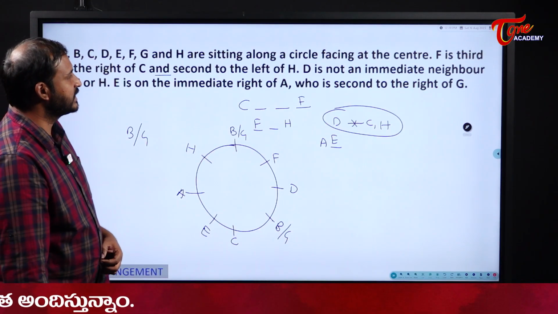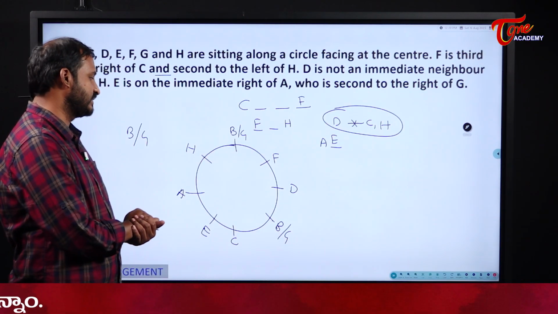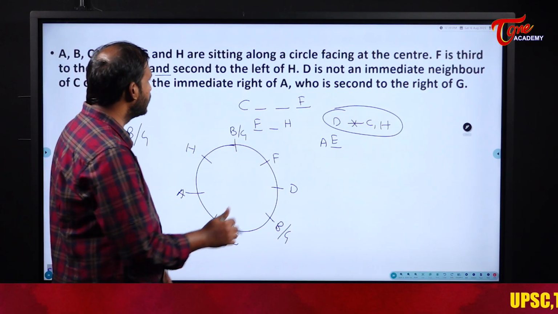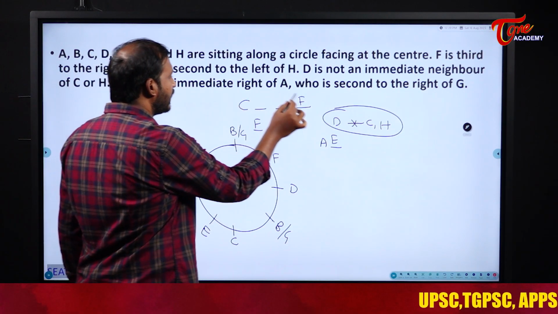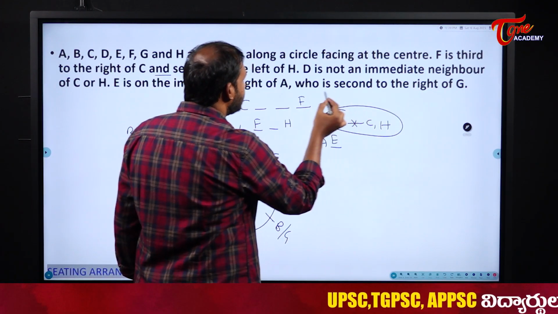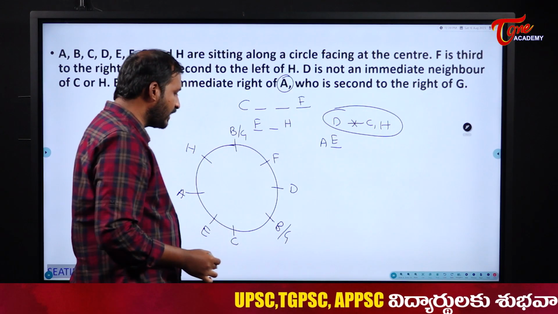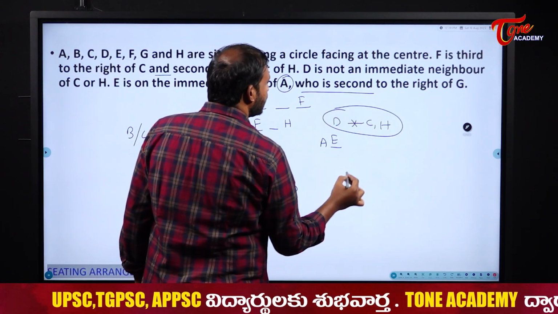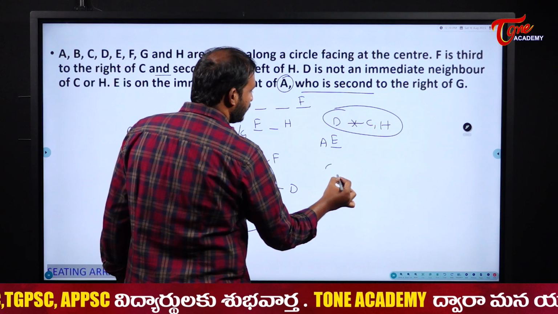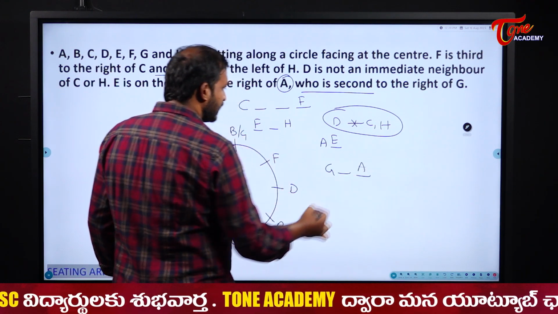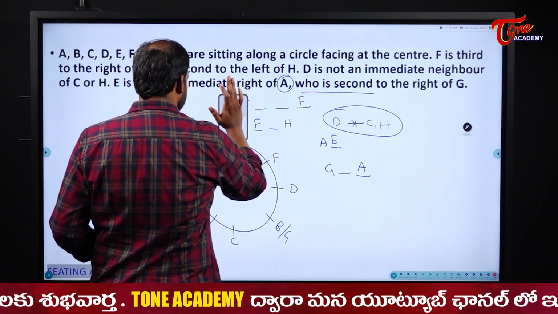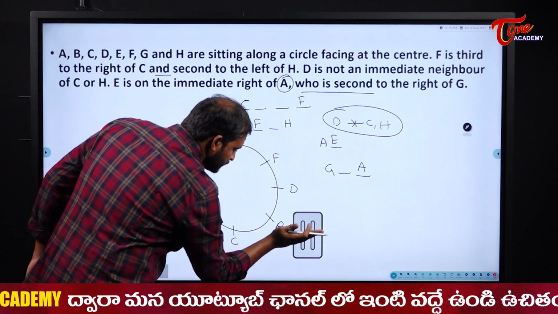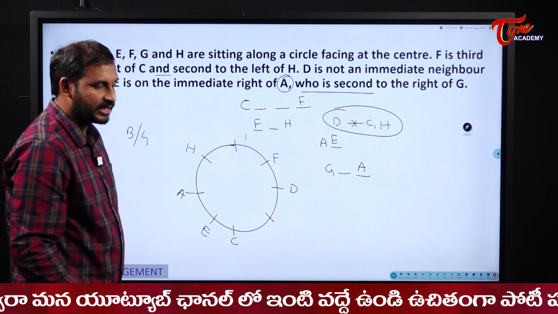Who is second to right of G? That is the question. Sorry, they have given that E is on the immediate right of A. Who is second to right of G? That means A is second to right of G. Sorry, I didn't write that one. Actually, I can place B and G also here. A is second to right of G.